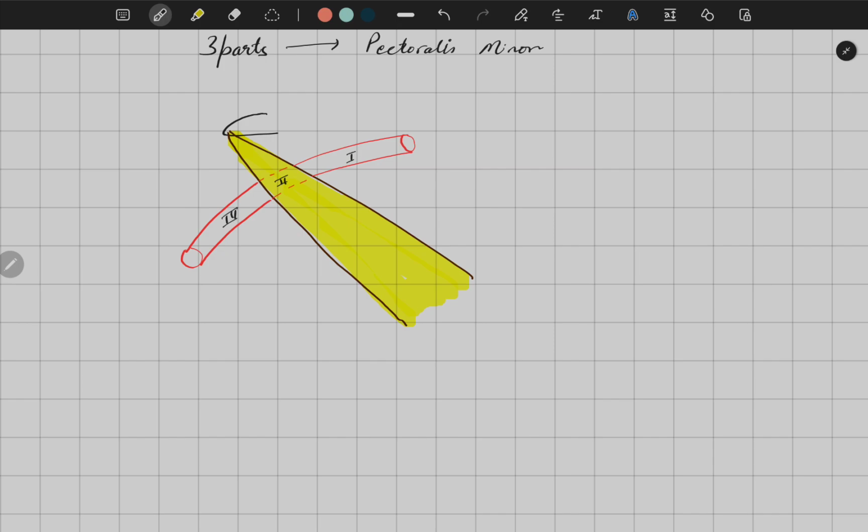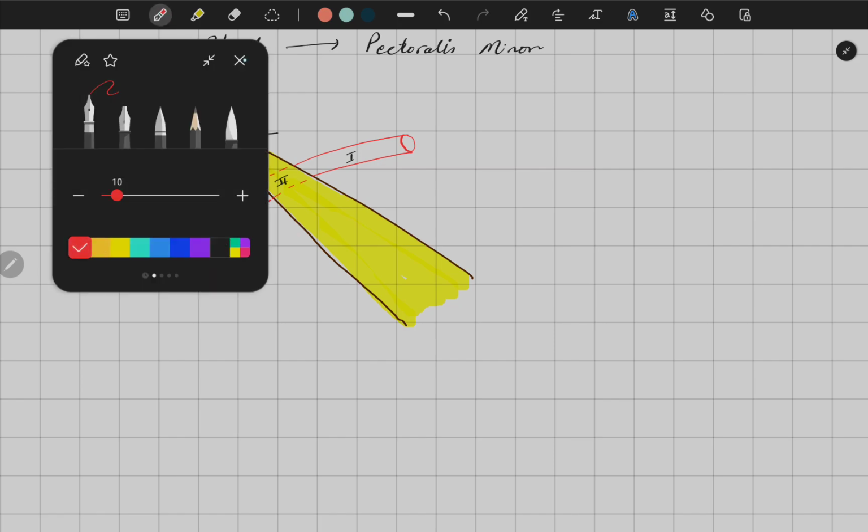And how we remember the respective branches from the respective parts of the artery is, from the first part of the artery there is only one branch, from the second part of the artery there are two branches, and from the third part of the artery there are three branches. Now from the first part of the artery, the one branch that comes out is known as the superior thoracic artery. Let's draw the superior thoracic artery over here.